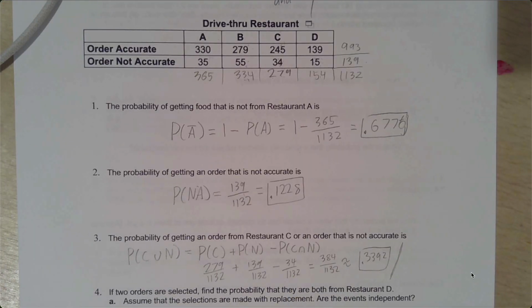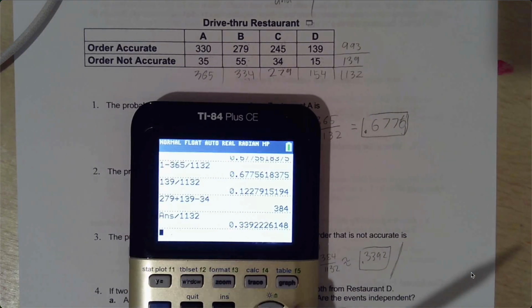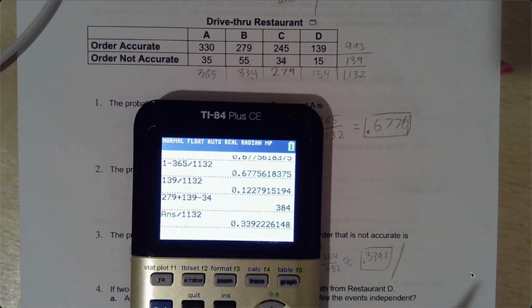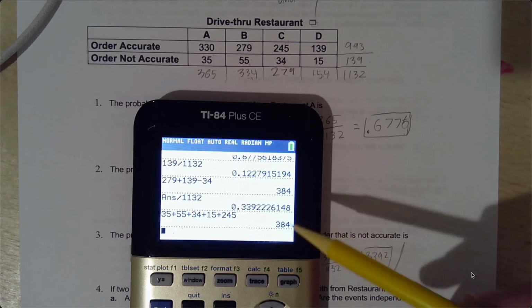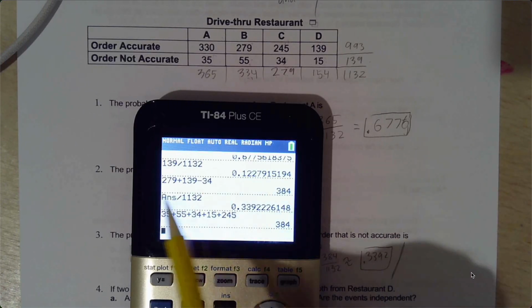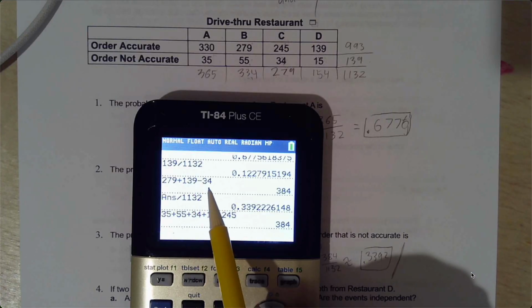Now the other way, and I'll just do this on the calculator, is to say, well, wait a minute, if I take my not accurate first, my 35 and my 55 and my 34 and my 15, and I cross those out in my head and say those have already been accounted for, then what's left for restaurant C orders? Oh, well, there's also that 245. Look what I get when I add them up. I still get 384, which was the same as the row total, column total, minus the overlap.